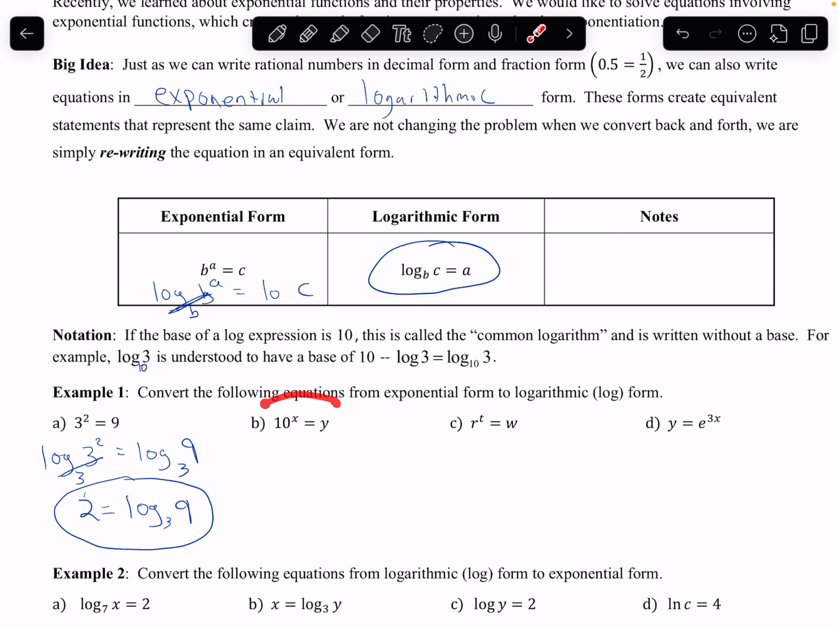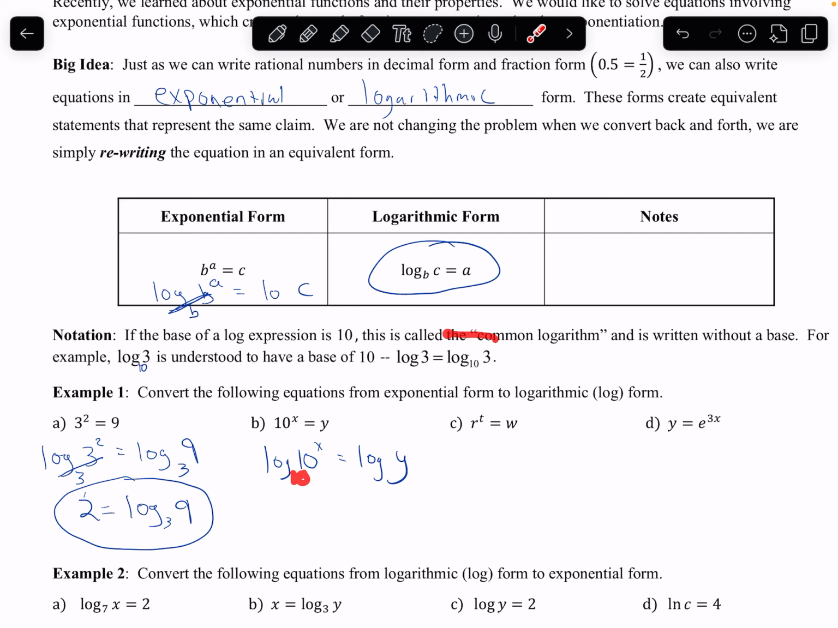Let's go ahead, do the same thing over here. I have 10 to the x equals y. I want to rewrite it in logarithmic form. Well, if I want to rewrite it in logarithmic form, I need to put a log in there. But I have to do it to both sides, because in algebra, we always have to do the same thing to both sides. So I'm going to go log 10 to the x equals log y, but I know that the base has to match this number. So this needs to be a 10 down here. That needs to be a 10.